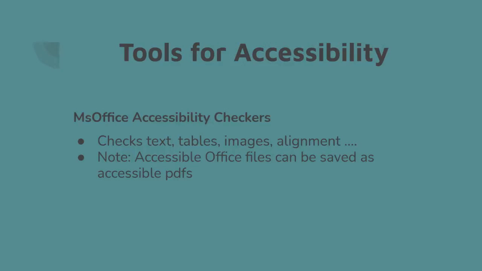So if you create any kind of MS Office file, like a Word document or a PowerPoint, and it passes the accessibility checker, and it's darker green in Ally, then you can save that document or that file as a PDF, and the PDF will also be accessible. So if it's a PowerPoint, if you ensure your PowerPoint is accessible, then you can save it as an accessible PDF.